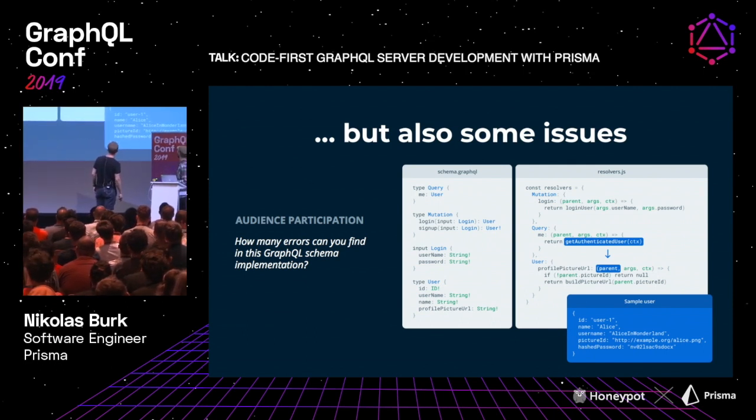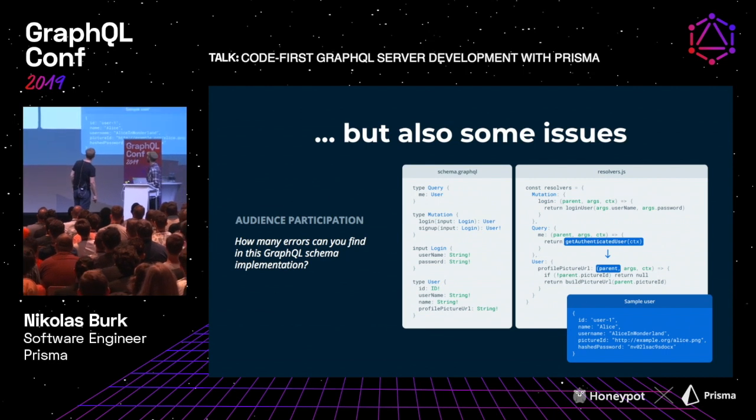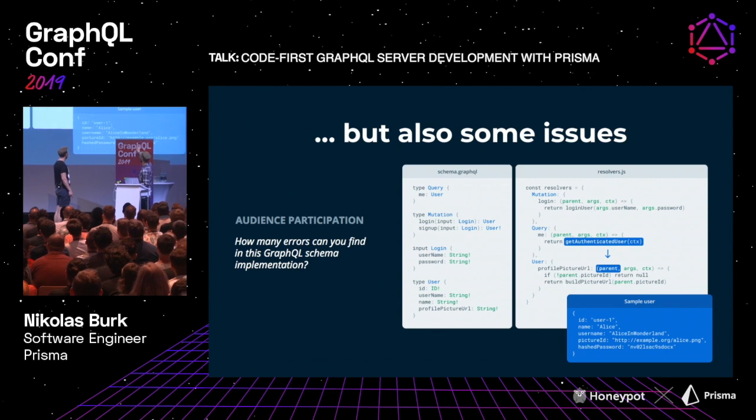So, profile picture URL. Yeah? It cannot be null. Very good. So if the picture ID doesn't exist, you return null. Exactly. We are violating the required constraint here. So that was the right guess, and you win the t-shirt. Congratulations. Thank you. Awesome.